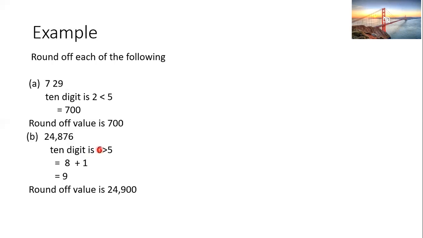What we will do next, you go to the 100 place value. What's the 100 place value? The 100 place value is 8. You have to add 1. What will we get? 9. 8 plus 1 equals 9. You change the 100 place value only right now. So what is the value? 24,900. The 24,000 is also the same. You change only the 100 place. So 9, and the 10's place value and 1's place value are also 0.